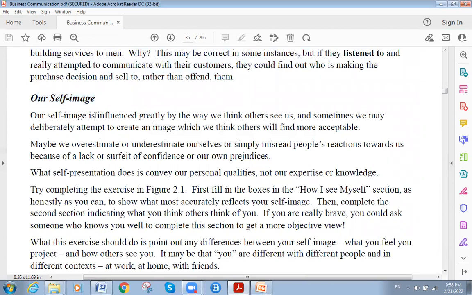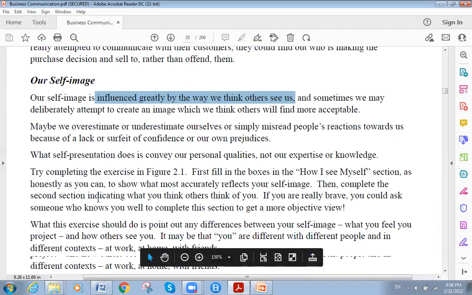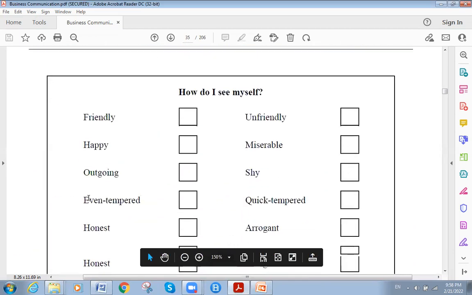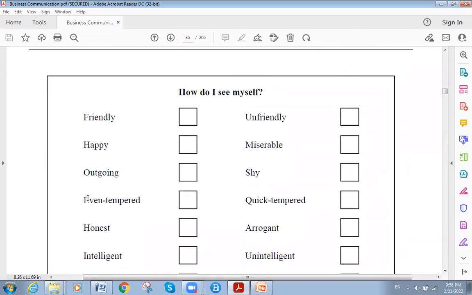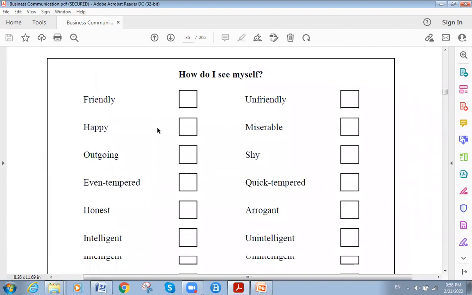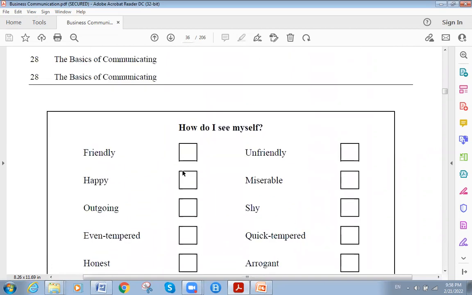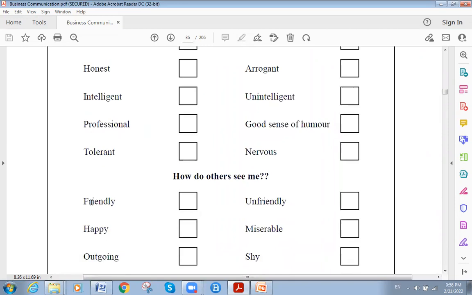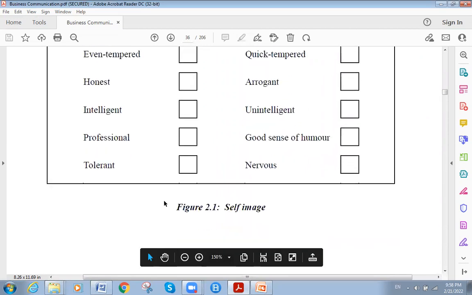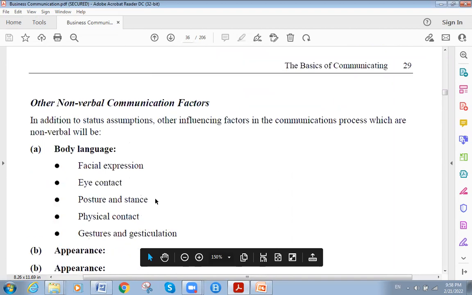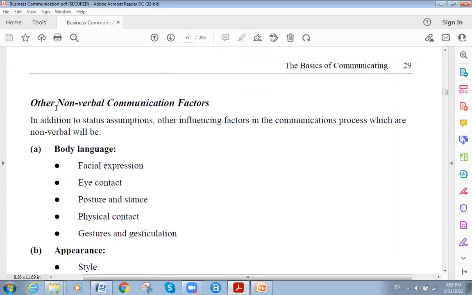Our self-image is influenced greatly by the way we think others see us. So this also has an effect on communication. How do I see myself? Then how do others see me? I will compare between them. However, the nonverbal factors also matter.